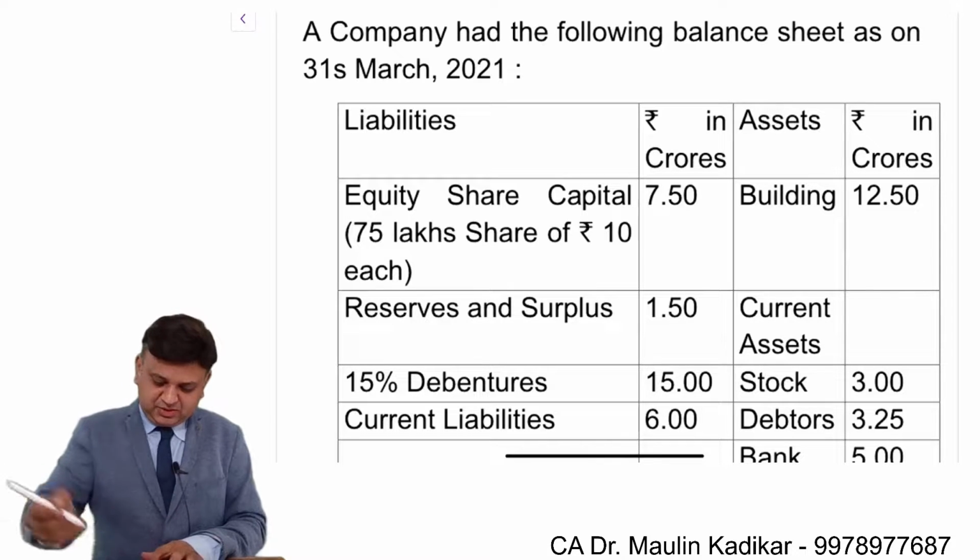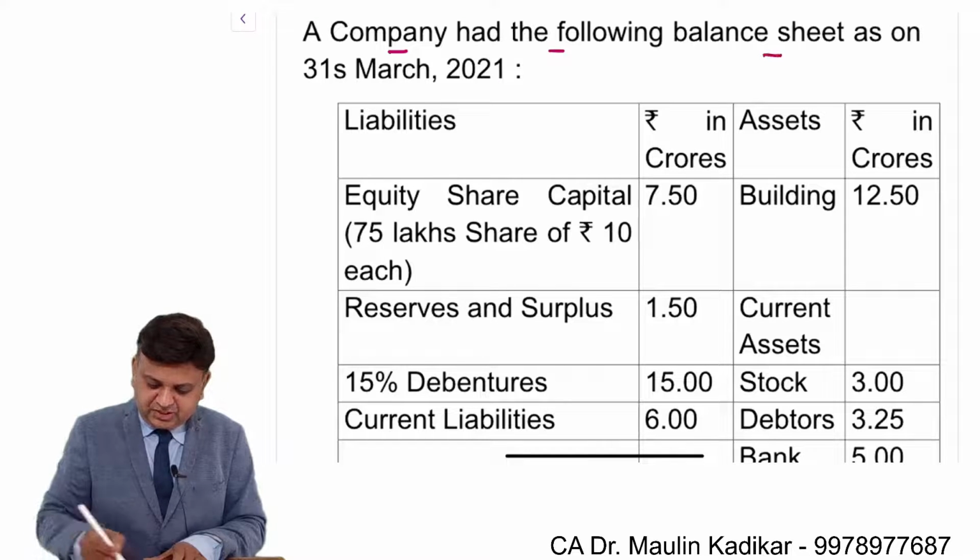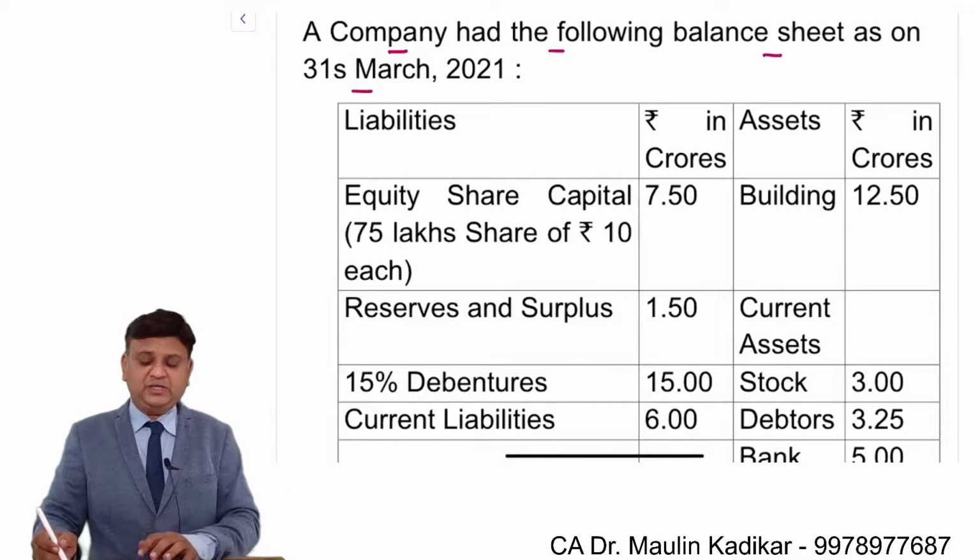Let us see the next question. A company had the following balance sheet as on 31st of March 2021.